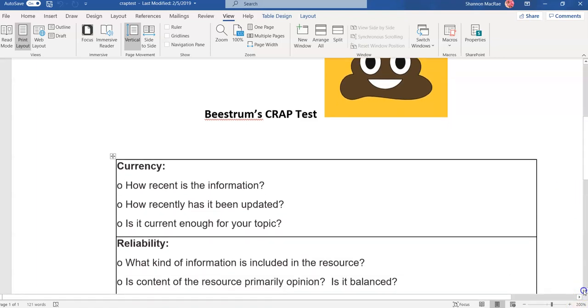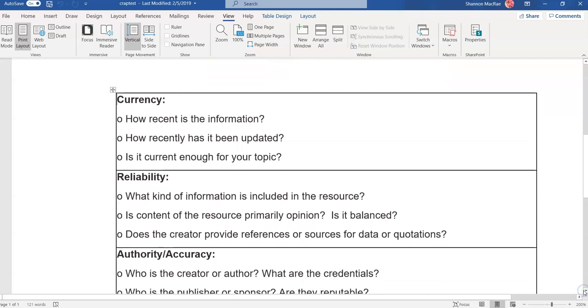You want to also consider the reliability, okay, of the information. Ask yourself what kind of information is included in the resource. And ask yourself whether the content is primarily opinion or whether it's fact. Are you seeing something that somebody has put together with an agenda? Or are you seeing something that's balanced and looks at a variety of things? Also, take a look. Is the creator of the resource that you're looking at referencing or sourcing their data or their quotations? If they're not, that's probably a red flag. If they are, then you know they too have engaged in some research.